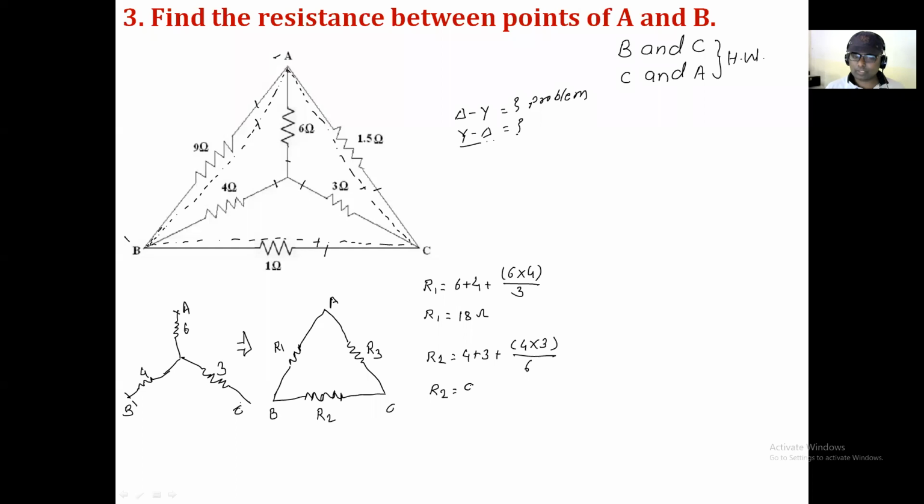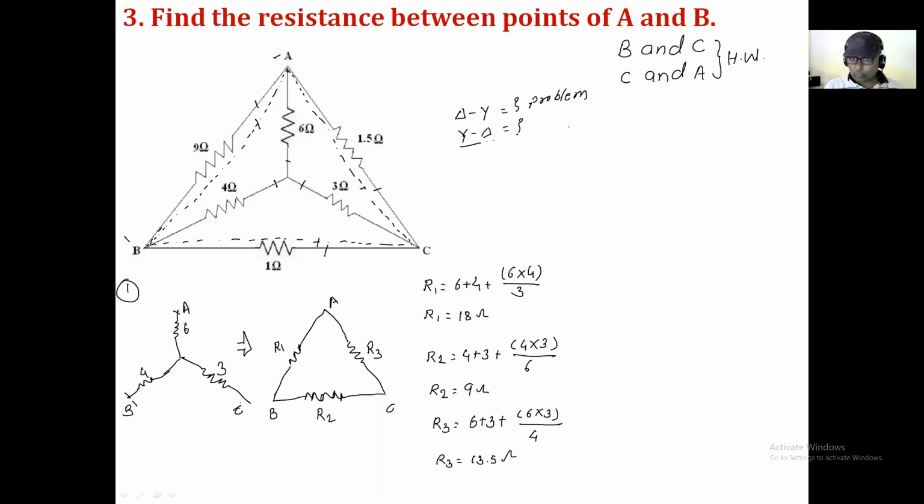9 ohm. Then the third one, R3. R3 is connected in between A and C. Sum of the two resistors present in between A and C, 6 plus 3, that is 6 multiplied by 3, divided by the third resistance 4. So R3 is equal to 13.5. This is my first step actually.